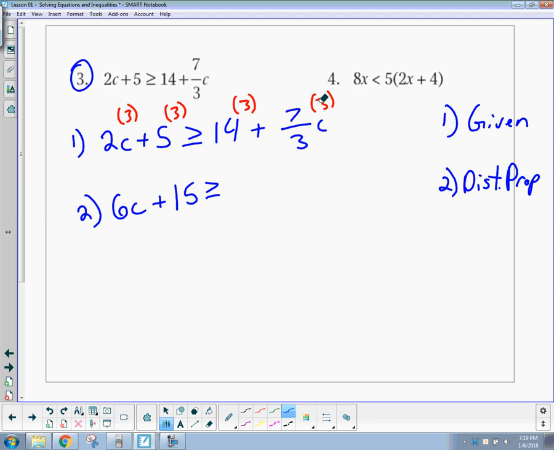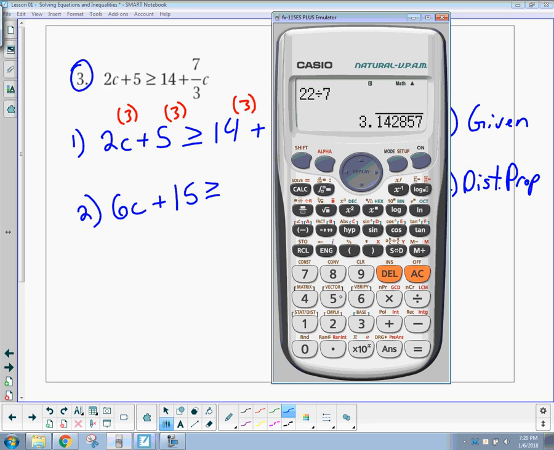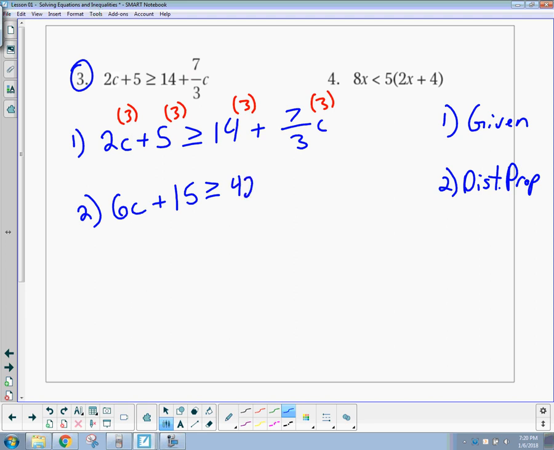14 times 3 is, oh, I guess I need to pull up my calculator for that one. Don't really know that off the top of my head. Oh, 42, so be it. 42 plus, now this is the best part. This denominator is going to cancel because there's 3 up here. So our leftover is going to be 7. So 7c.